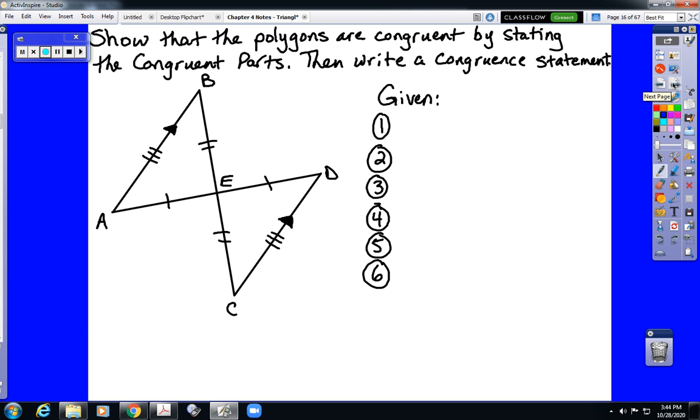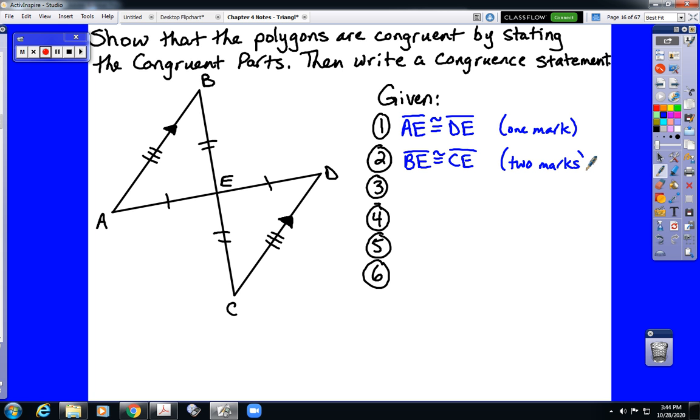Again, our goal here is to show all 6 of our congruent statements, 3 sets of sides and 3 sets of angles, and then write out a triangle congruence statement for this picture. The 3 side lengths, those should be easy because they are all marked. Segment AE is congruent to segment DE. Those each have 1 mark. Segment BE is congruent to segment CE because those both have 2 marks. And segment AB is congruent to segment CD because those each have 3 marks.